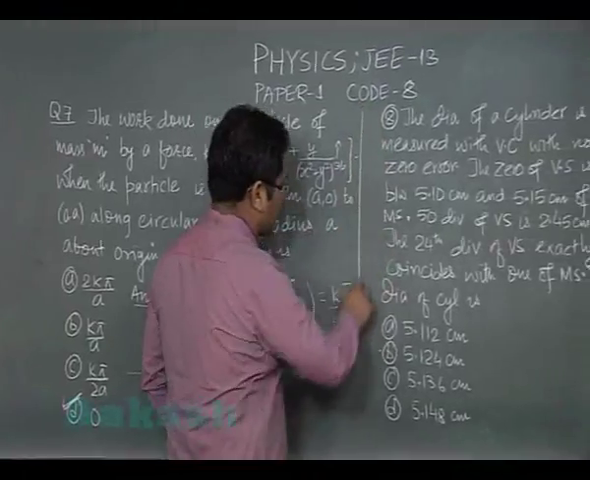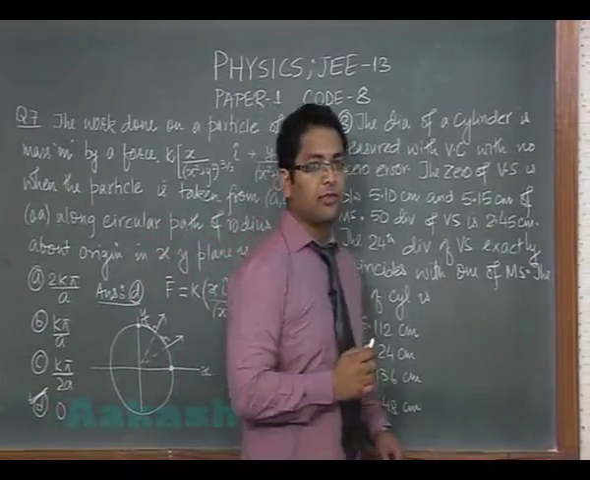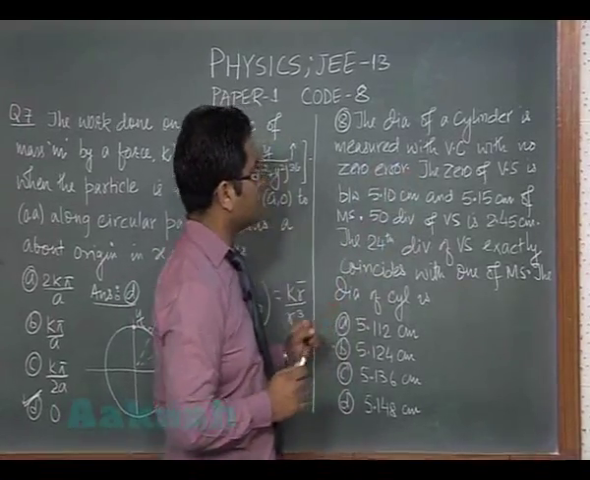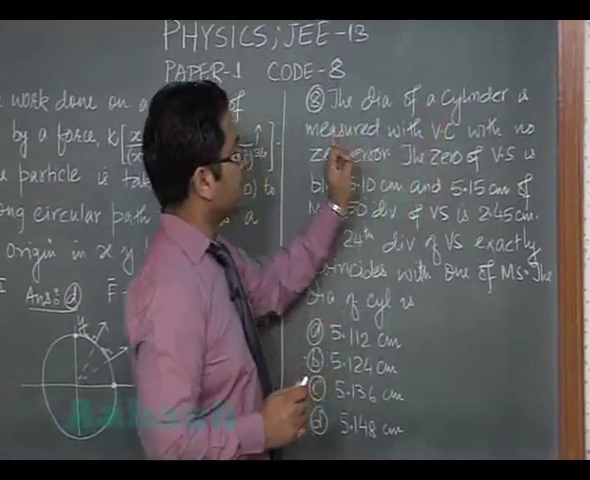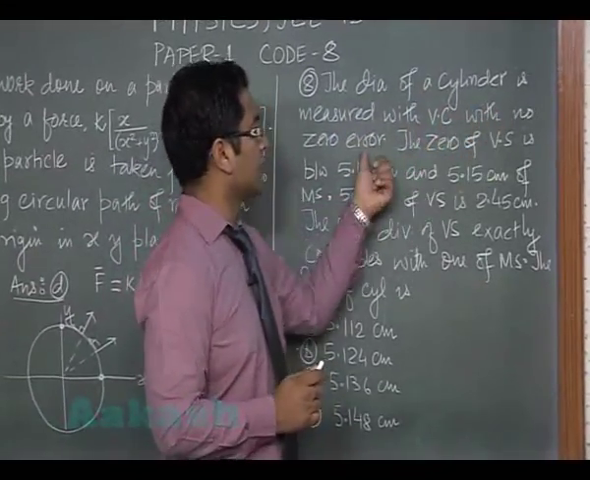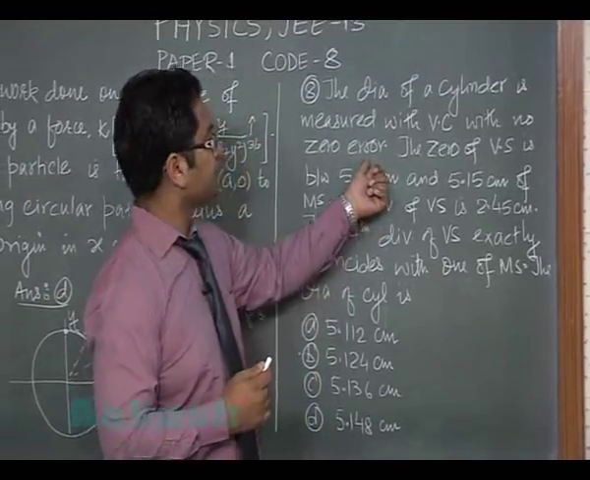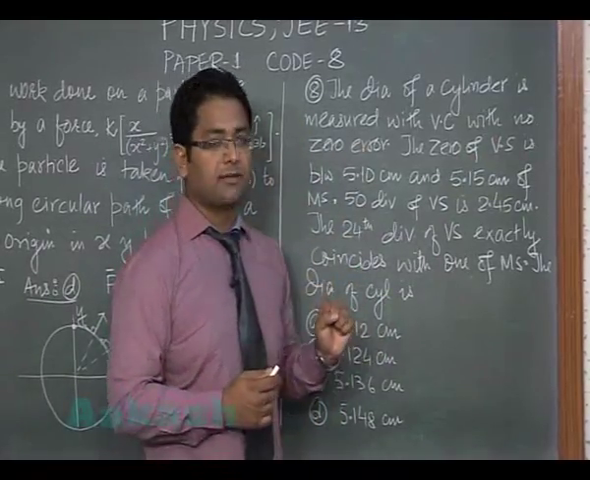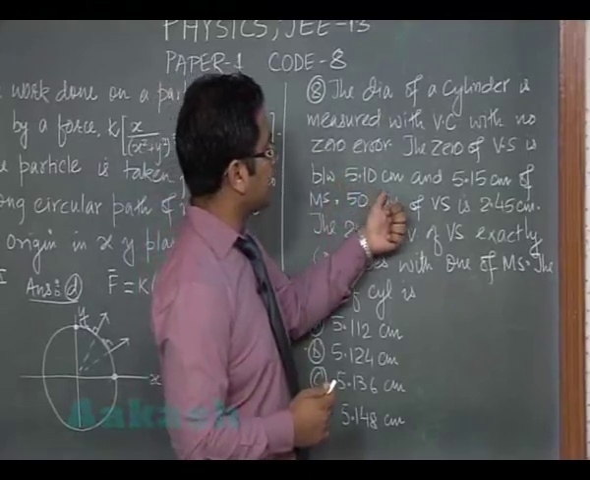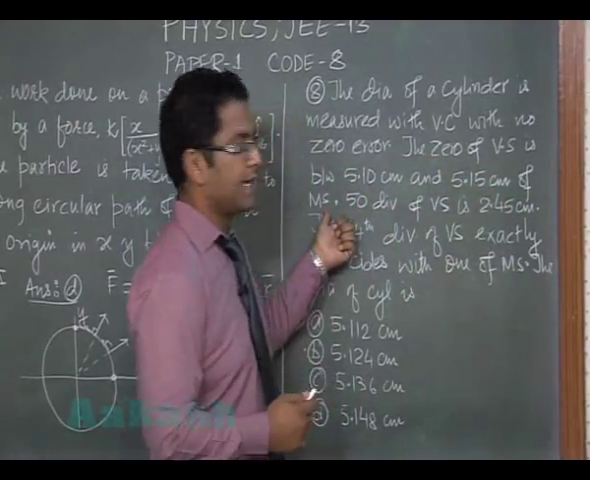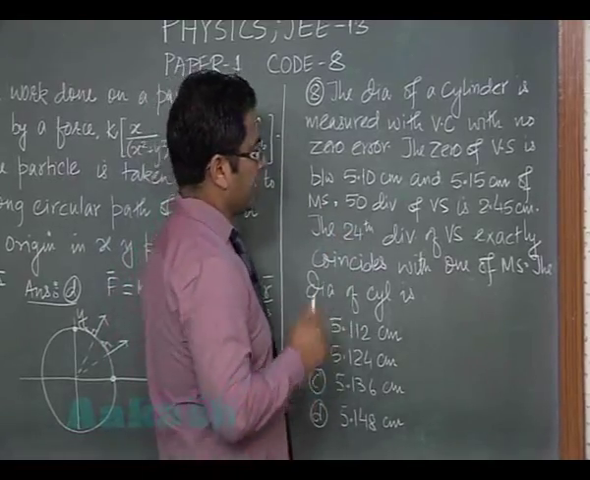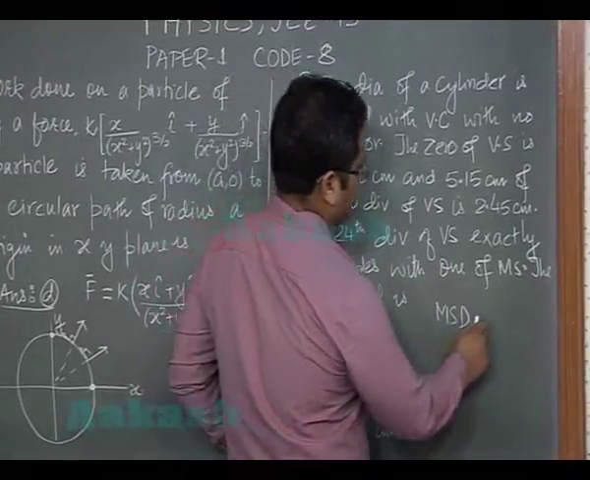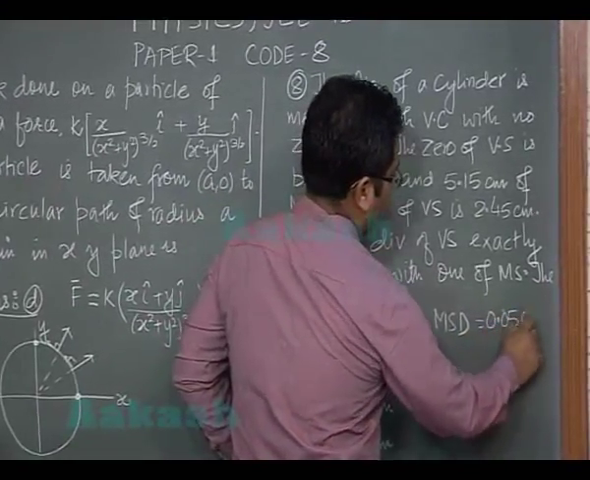Now let's go to question number 8, which has been framed from units and measurement of experimental physics, where vernier caliper has been used. The diameter of a cylinder is measured with vernier caliper with no zero error. Well, that's an advantage for us. Zero of vernier scale, but the language is quite tricky, you have to be careful, is between 5.10 and 5.15 of the main scale. So clearly it indicates the least count of main scale, or we could say main scale division, that's 0.05 centimeter.